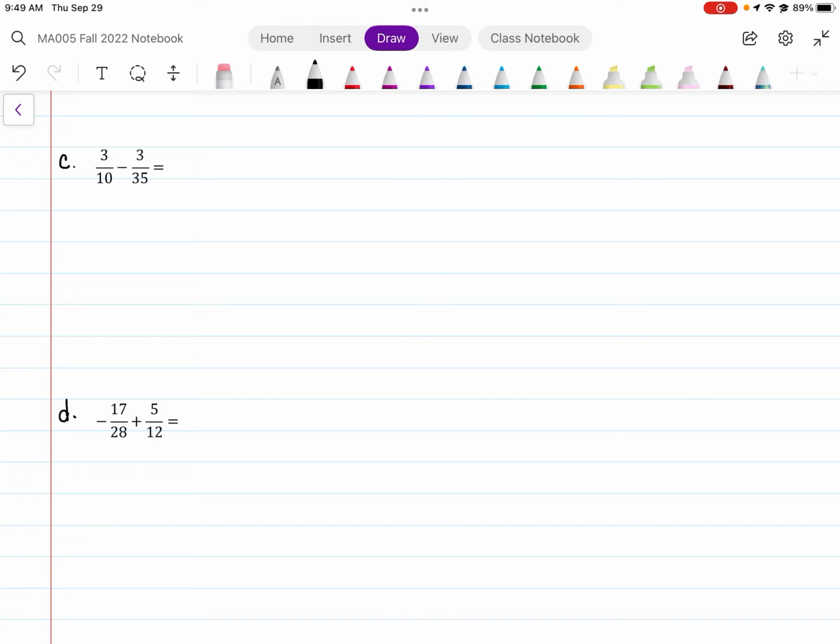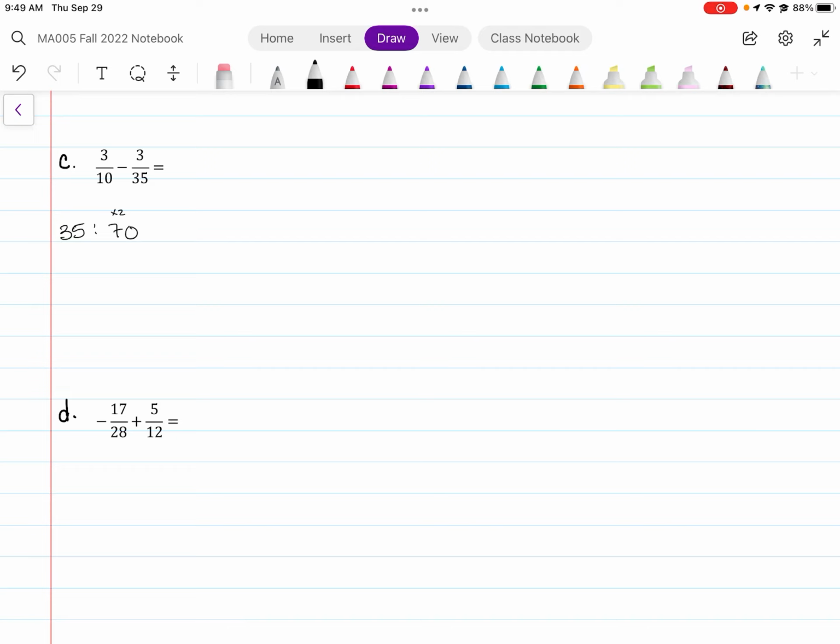I might do this with a listing method because again, I think we're going to find it pretty quickly. So 35 times 2 is 70. Oh, look, that's divisible by 10. So that's going to be the least common multiple. Now, if you don't find the least, it's not the end of the world. As long as it's a multiple, you'll just have to reduce when you get to the end.